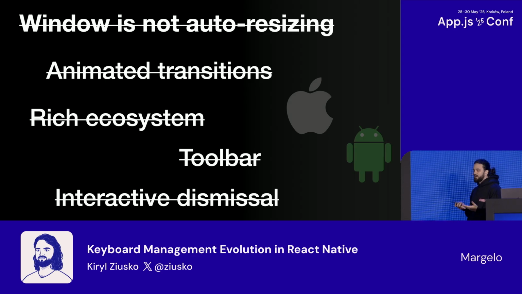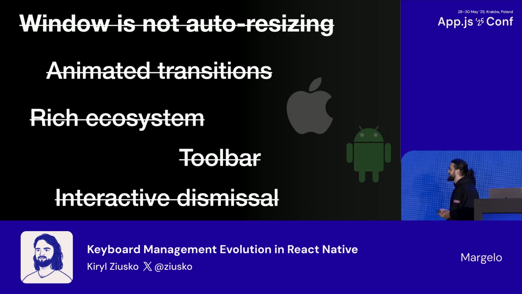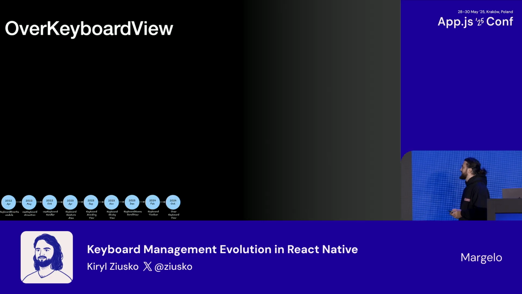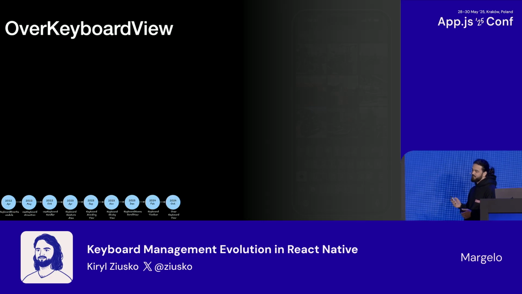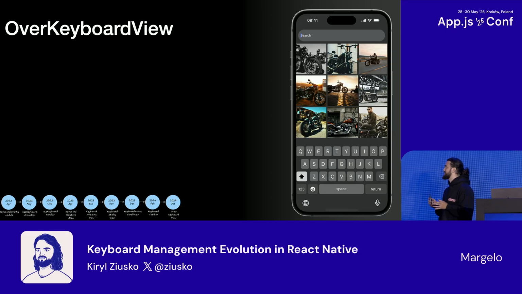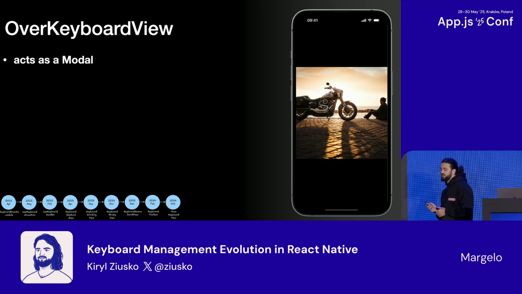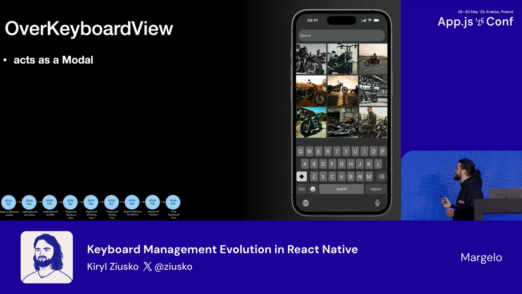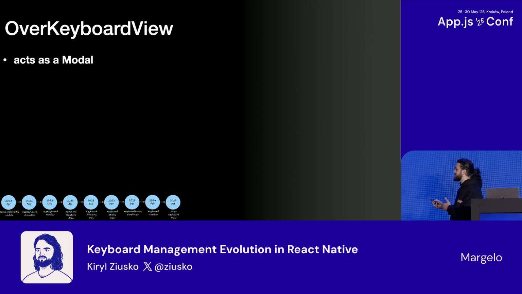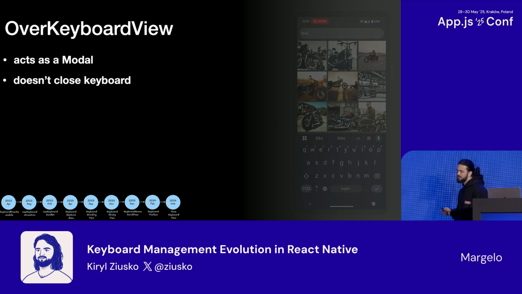Did we cover everything? Well, not yet. Let's consider cases which are challenging even in native development. The first such thing is OverKeyboardView. Basically, it acts as a modal with one simple difference. By default, it doesn't close the keyboard when it's shown, and it shows all its children over the keyboard.